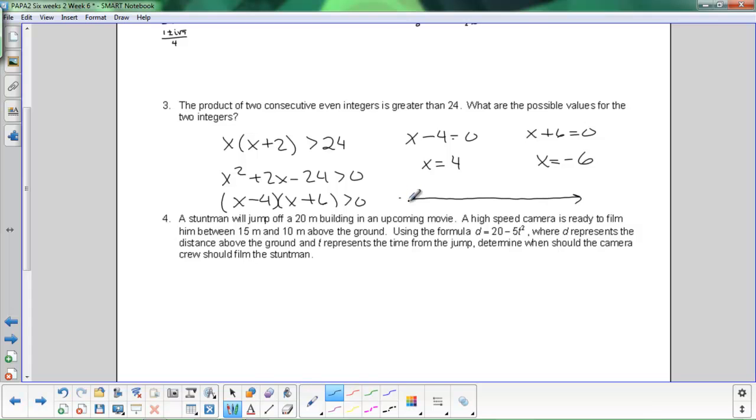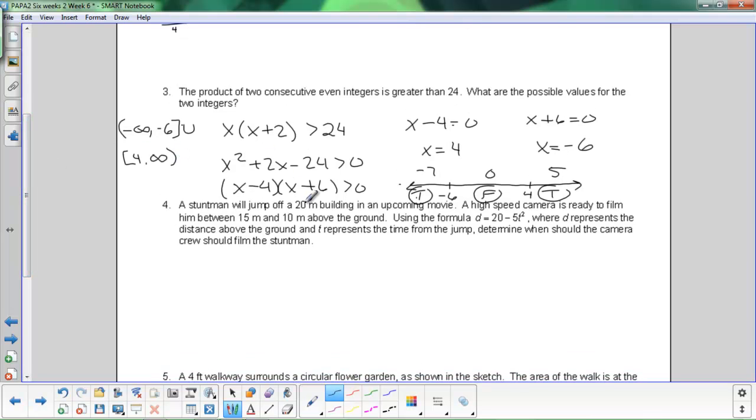Using your number lines and your test points, you're going to get your -6 here, your +4 there. So let's use our test points of -7, 0, and 5. Once you do that, you get a true statement here, false statement here, true statement here. That means the interval over which this is a true statement is any consecutive even integers from -infinity to -6, or from +4 to +infinity.